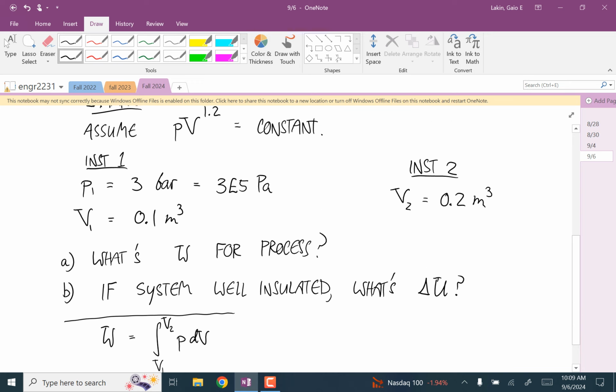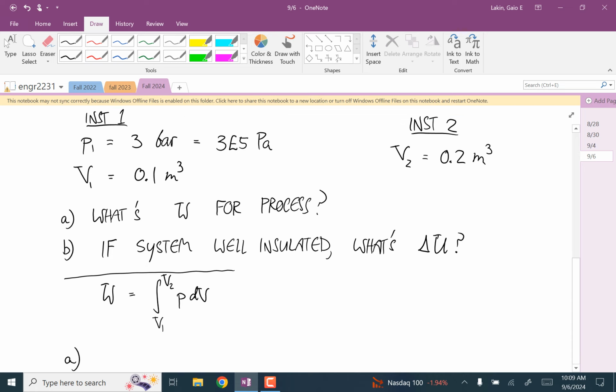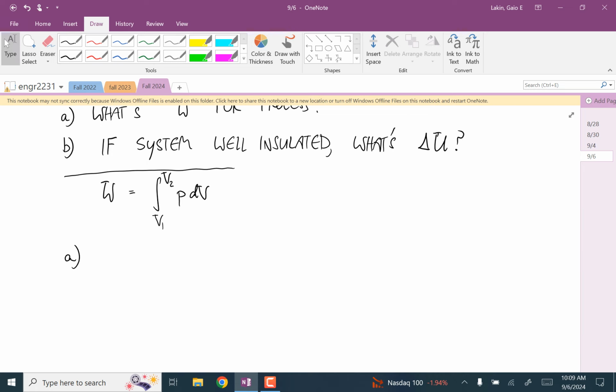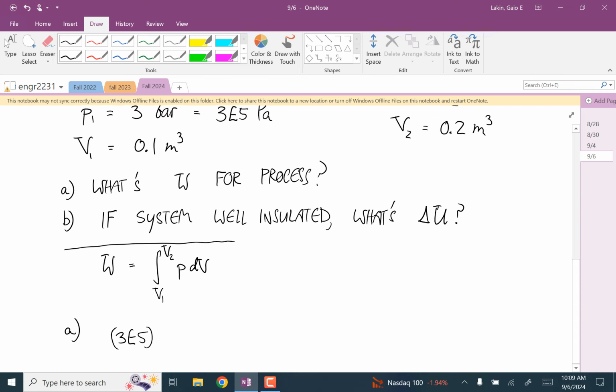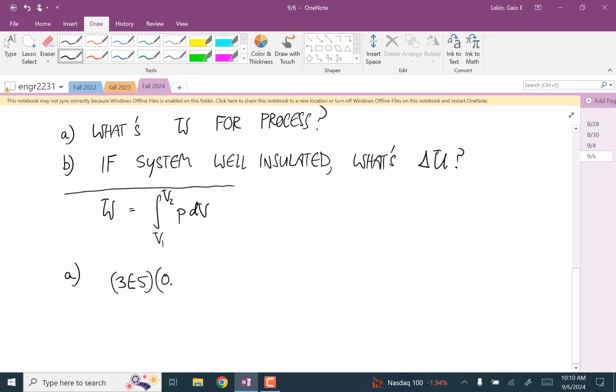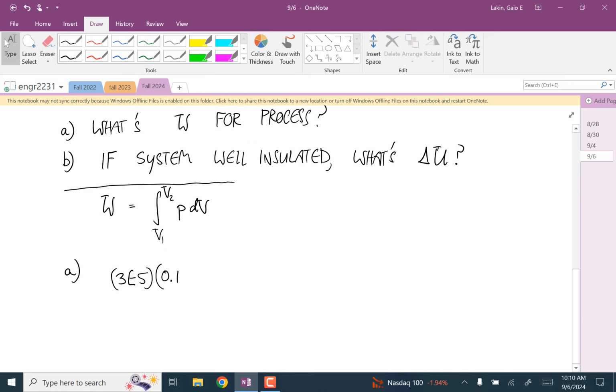Okay. So we're going to use instant 1 to calculate that constant. I'm going to keep everything in SI units here. So we have 3 times 10 to the 5th times 0.1 to the power of 1.2 is equal to C, and we can just calculate that. Punch that into your calculator and you get 18,928.7. That's unitless.